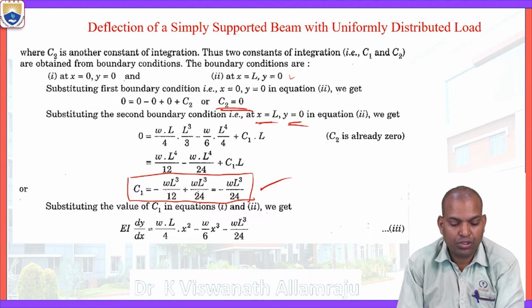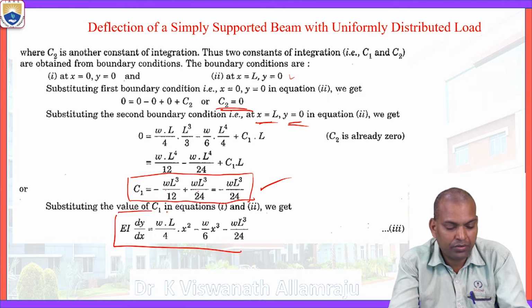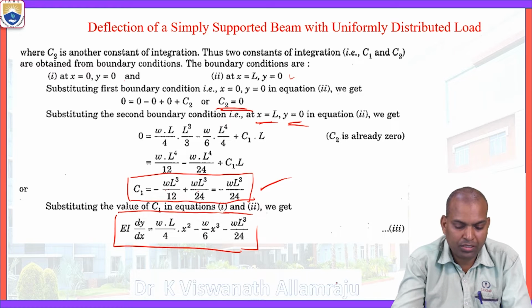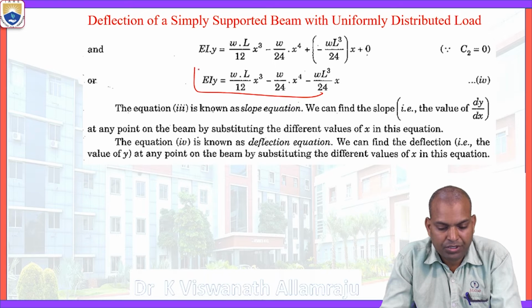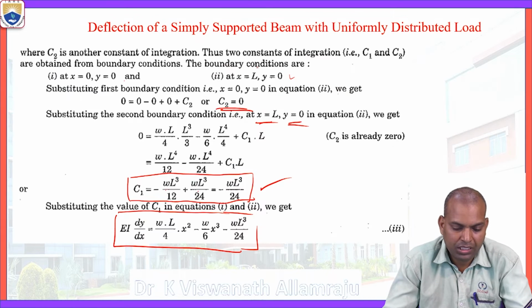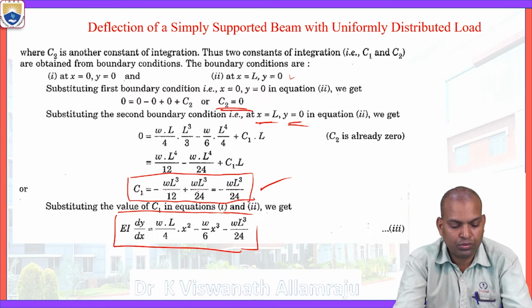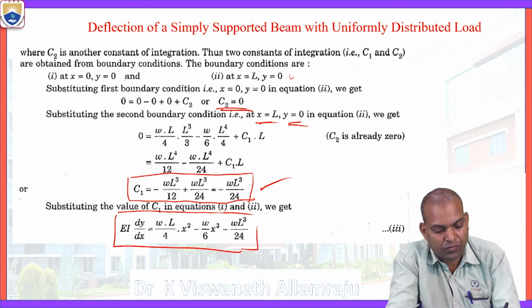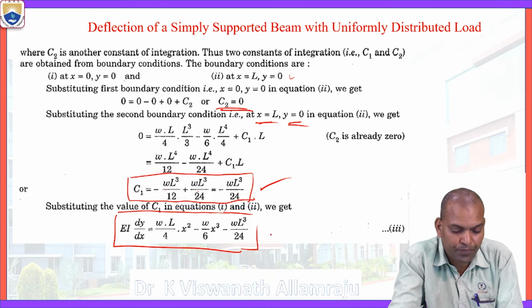Substitute C1 and C2 in equations 1 and 2, and we can observe the equation of slope and also the equation of deflection. This is the equation of deflection, equation 4, and equation 3 is the slope equation. The slope equation for this case is EI times dy by dx equal to WL by 4 times x square minus W by 6 times x cube minus W by 24 times L cube.